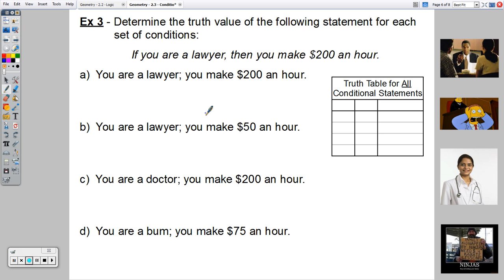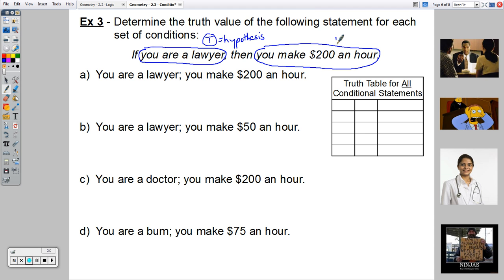So example 3, determine the truth value of the following statement for each set of conditions. So here's the initial statement. We're going to assume this is a true statement. The hypothesis and the conclusion are both true in this statement. So if you are a lawyer, then you make $200 an hour. So we're identifying this part as the hypothesis, and this is true. And we're identifying this part, you make $200 an hour, as the conclusion. And we're also assuming that is true.